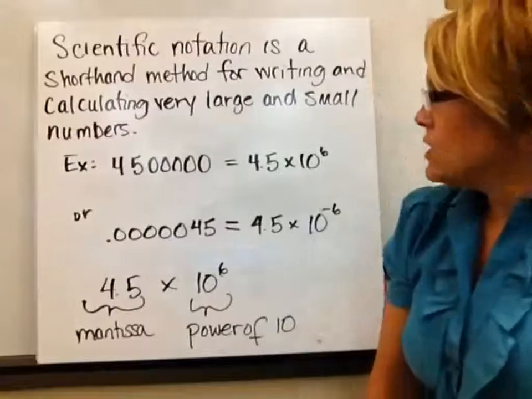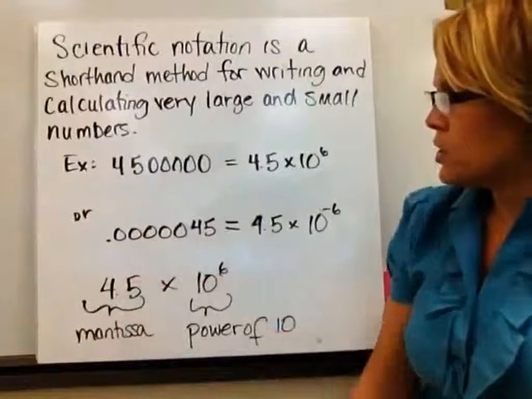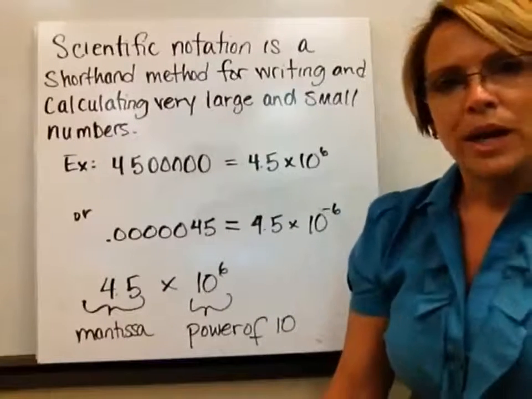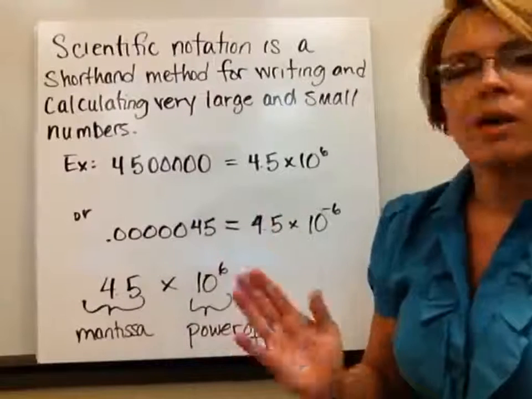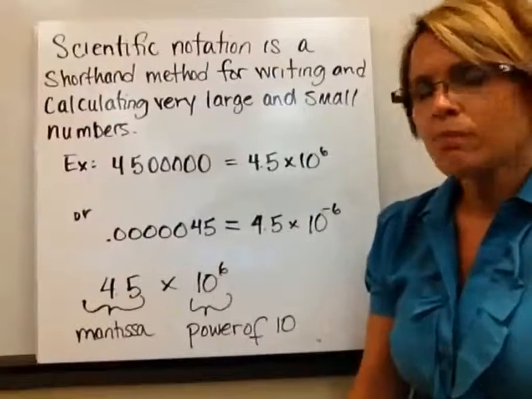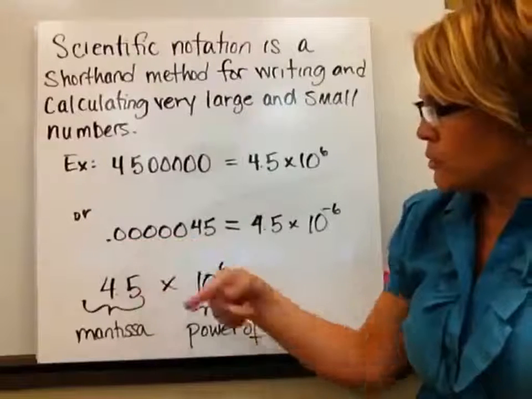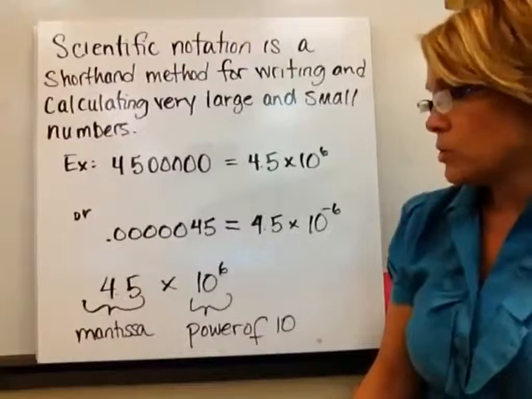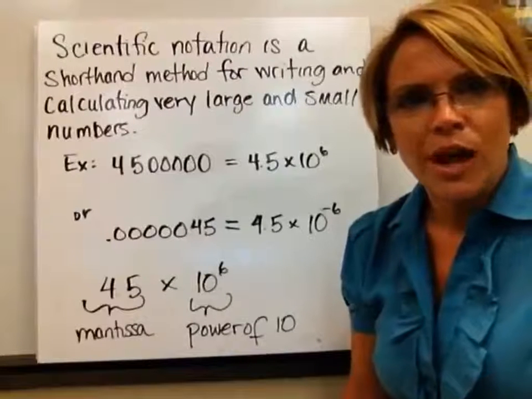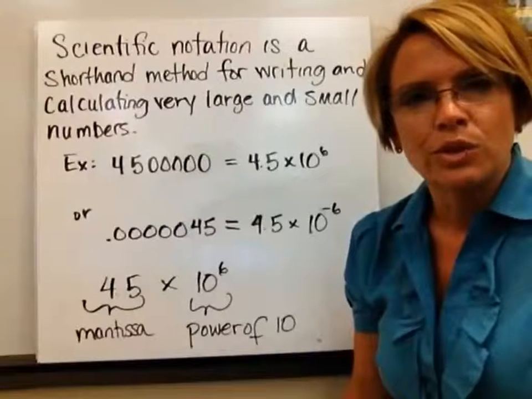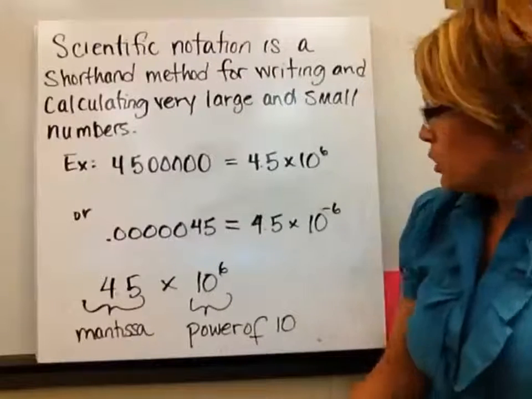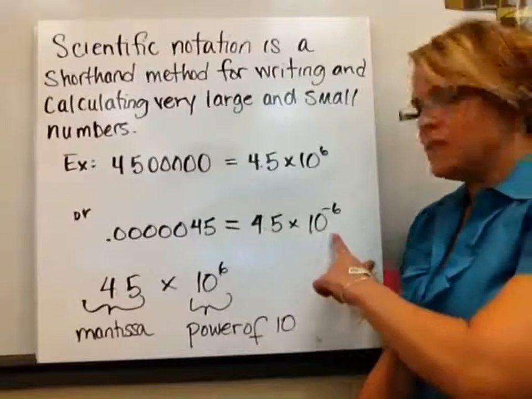So here's an example. This number is actually 4,500,000. But instead of writing all of those numbers out, we could simply express that as 4.5 times 10 to the 6th. A very small number would be this one, 0.000045. That's kind of a chunky number to have to deal with, so it's much easier when you're writing it and doing calculations to use the scientific notation, which would be 4.5 times 10 to the negative 6th.